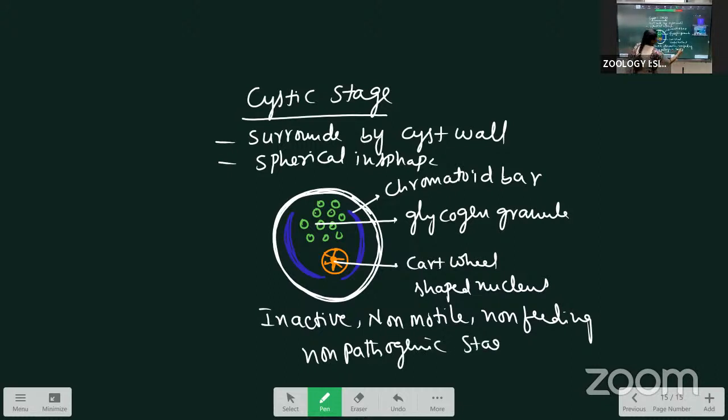Non-pathogenic stage. Like this, the three stages, the complete structure is completed. Next, we are going to discuss the life cycle. There are three stages. First is the trophozoite stage. Second is the pre-cystic and cystic stage. The pre-cystic and cystic stages are the non-motile, non-feeding, and non-pathogenic stages. Only the trophozoite stage is the feeding and pathogenic stage. The trophozoite stage is present in the wall of the large intestine. These two, the pre-cystic stage and the cystic stage, are present in the lumen of the large intestine.